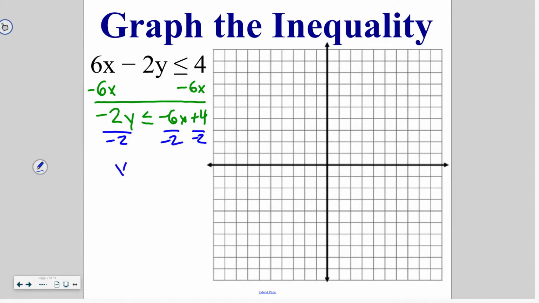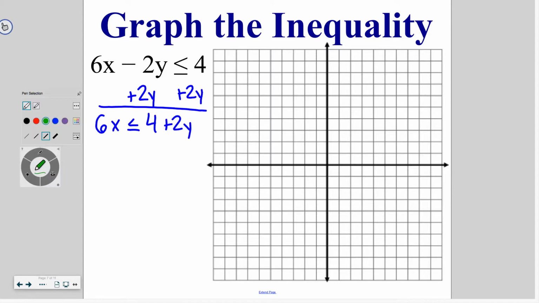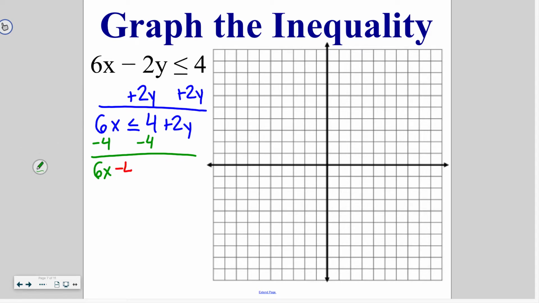If you're dividing by a negative, you need to be careful that you flip that inequality symbol while you are solving. If you want to avoid doing that, the other way that you could have solved this was starting by adding 2y to both sides. So I now have 6x is less than 4 plus 2y. Then I'm going to go ahead and subtract the 4 from both sides. So I've got 6x minus 4 is less than 2y.